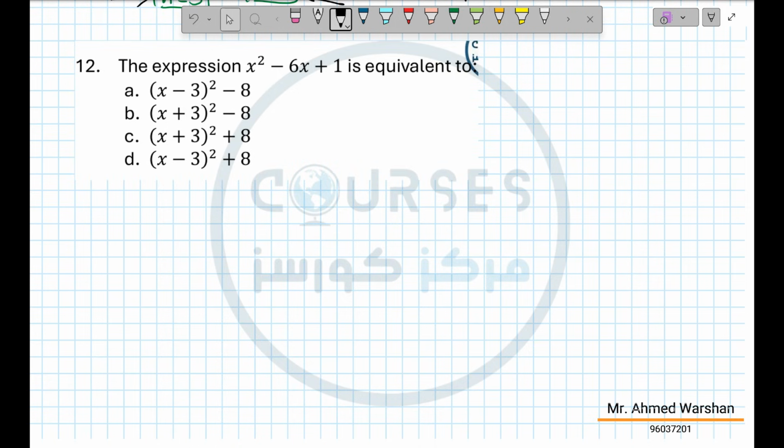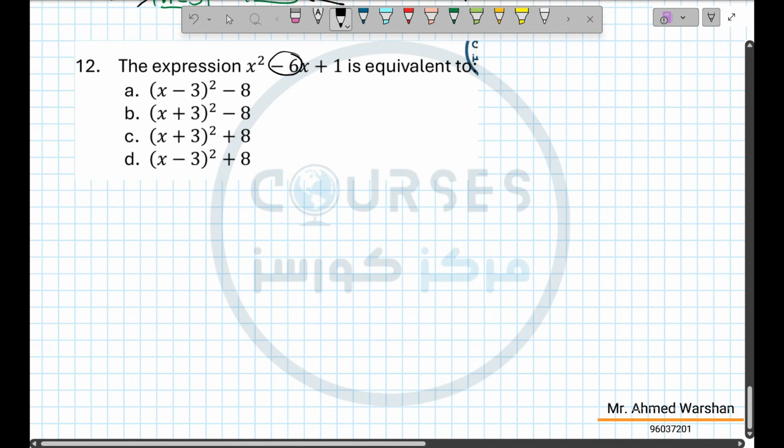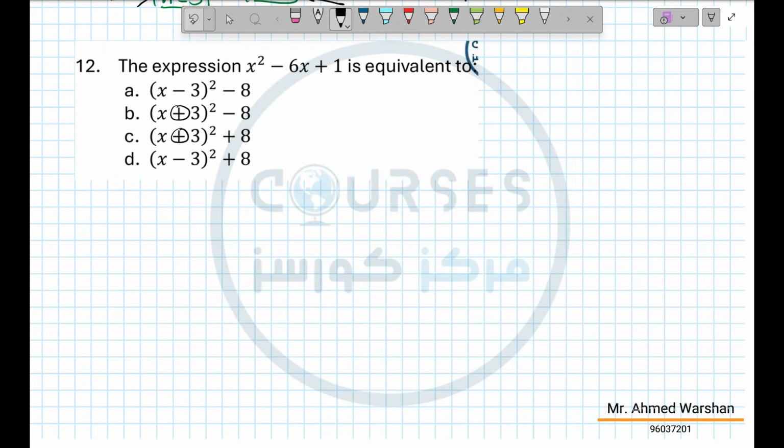So, how does trial and error work in here? Here, the middle term is negative, so it's impossible for B and C because the middle term will be positive because of these two. So from the beginning, you can exclude B and C. What do you have left now? You have A and you have D. So let's try them both.